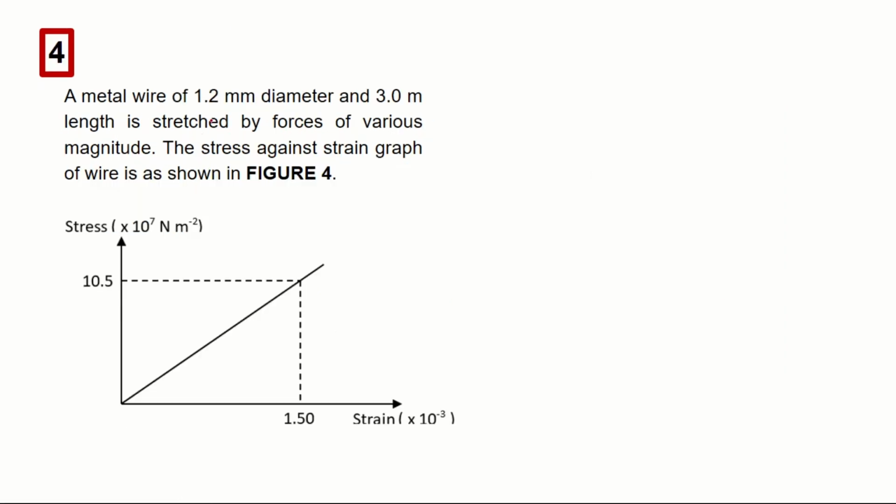Okay, number 4. A metal wire of 1.2 millimeter diameter and 3 meter length is stressed by forces of various magnitude. The stress against strain graph of the wire is as shown in figure 4. So here is the graph of stress against strain, and we get a straight line graph.